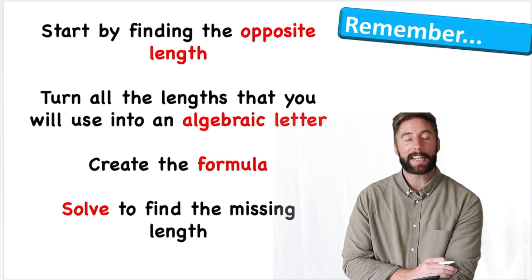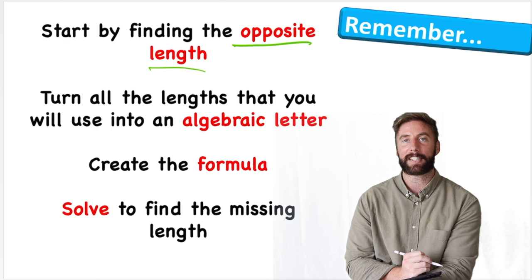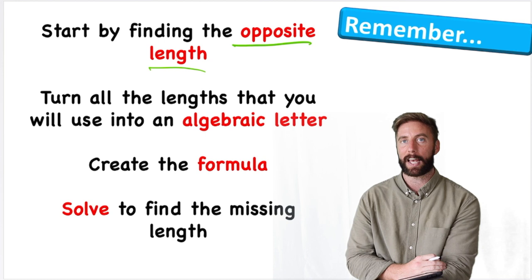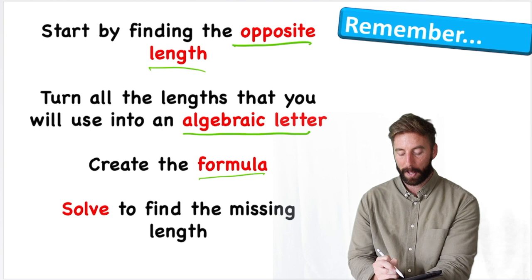First, start by finding the opposite length. The opposite length is going to tell you what the total of that length needs to be. Then I can look next door to see the other length that I'm going to need to help me. Then we're going to turn all these lengths into algebraic letters. We're going to create a formula and then solve to find our missing length.